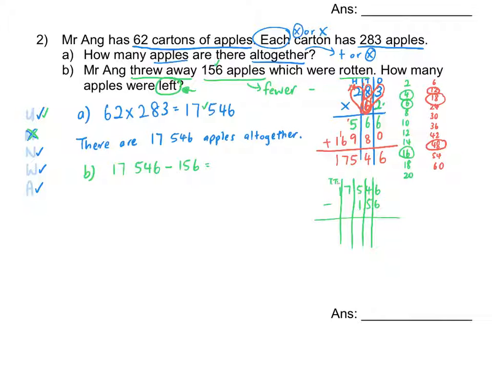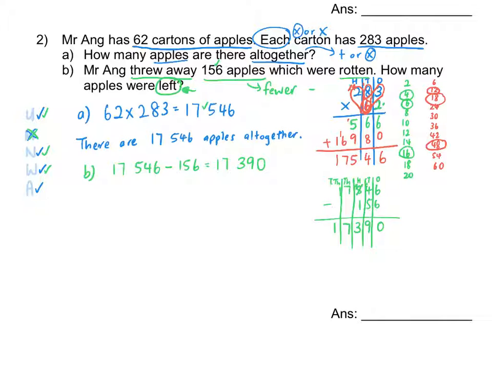We have 10,000s place, thousands place, hundreds, tens, and ones place. 6 minus 6 gives a 0. Can I take 4 minus 5? No, I can't. So I got to regroup. 14 minus 5 gives a 9. 4 minus 1 gives a 3. 7 minus nothing, 7. 1 minus nothing, 1. So answer will be 17,390. Number equation done, working done.